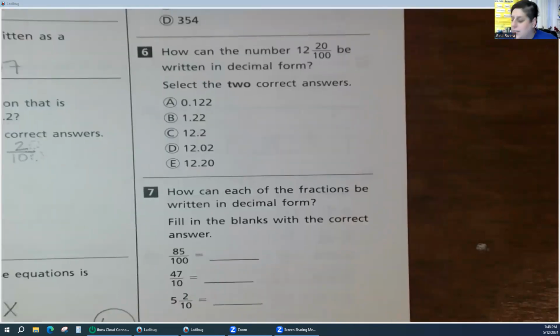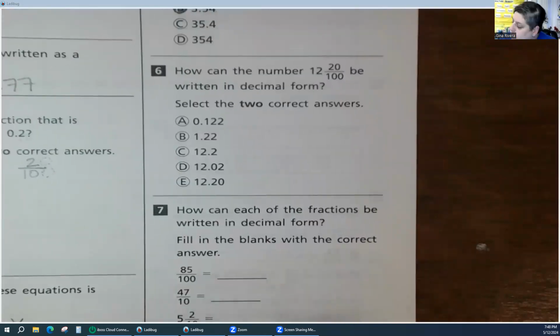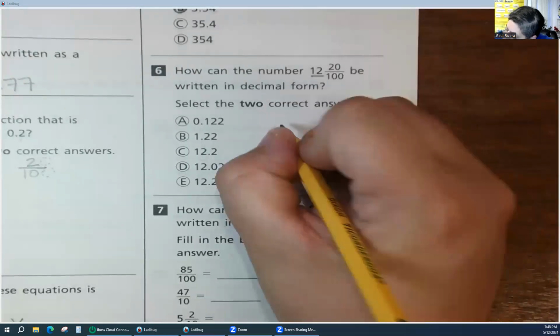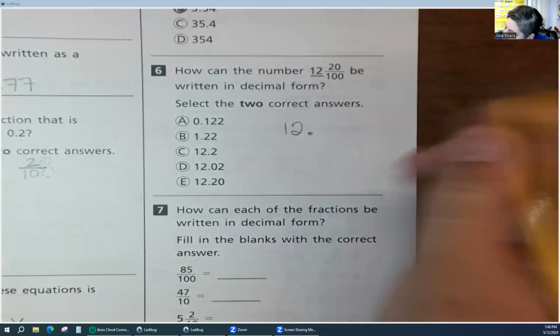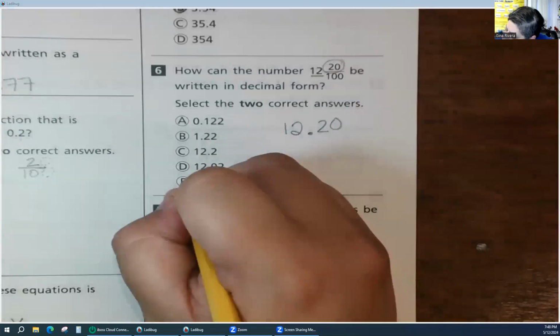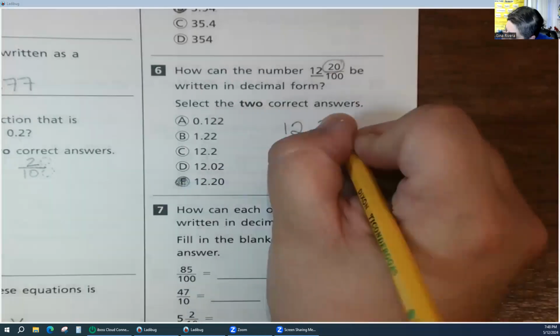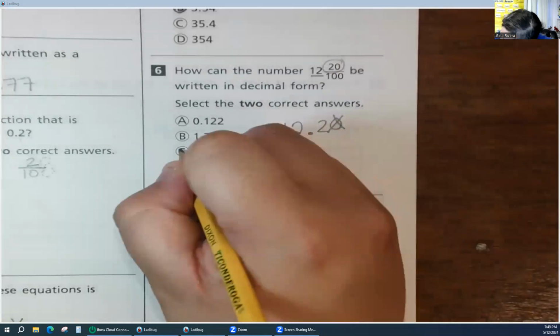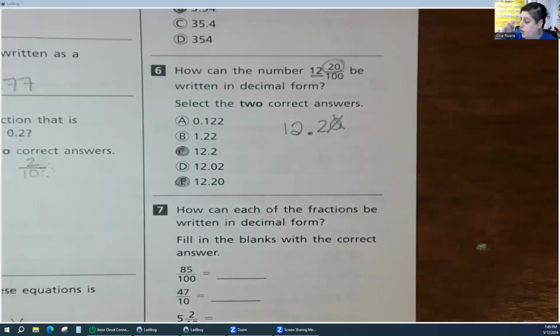All right, number 6. How can the number 12 and 20 be written in decimal form? Well, 12 is my whole number, so I know it has to go before the decimal point, and then I have 20 after the decimal point. So I either have this one, or if I eliminate the 0, it would still stand for the same thing, so I could have 12.2. Those are the 2 correct answers that work.